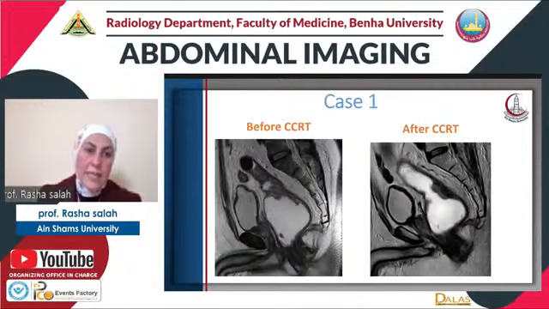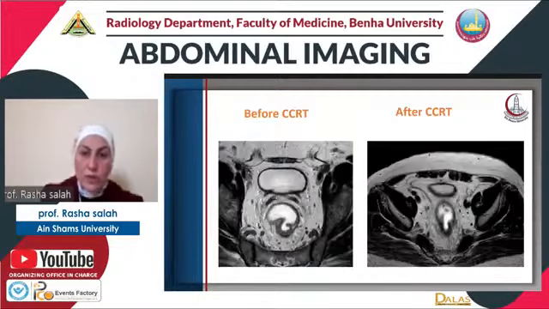Let's see some cases. This is a mid and upper rectal mass lesion located over here before treatment, and this is after treatment. The tumor shrinks down with an area of fibrosis noted at its posterior aspect. But when we are searching for residual tumor, we should assess the mucosal part, because this is the least portion to respond and the last portion to respond to the therapy.